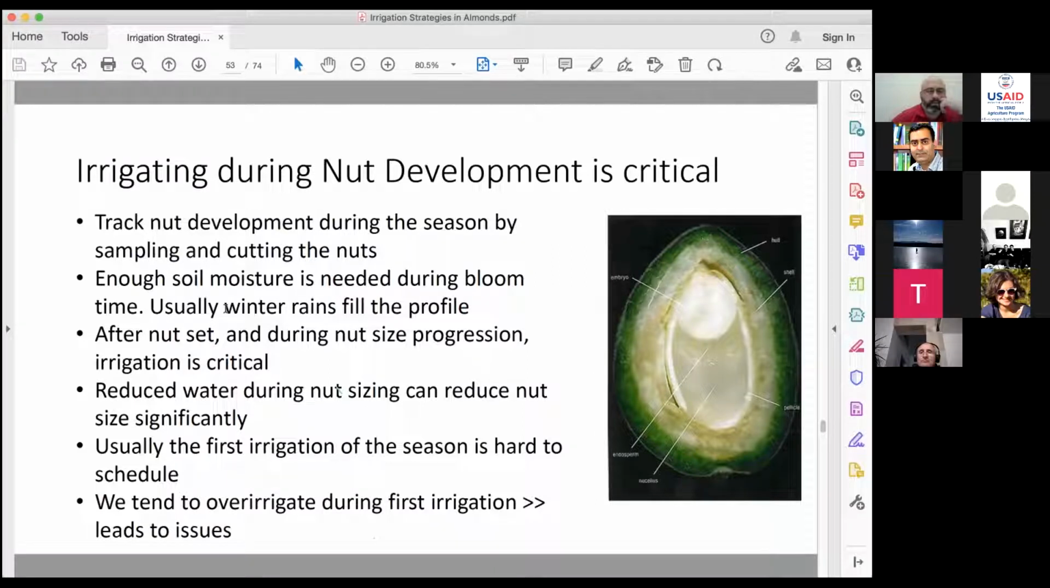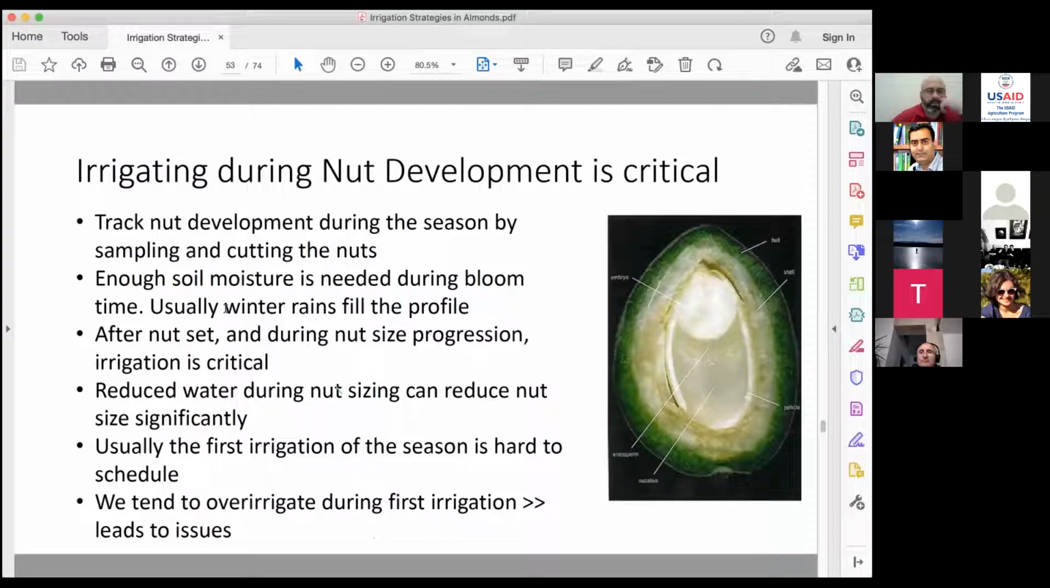If it did not rain for some reason and your soil is dry, sometimes you have to turn your irrigation on before bloom just to maintain soil moisture.